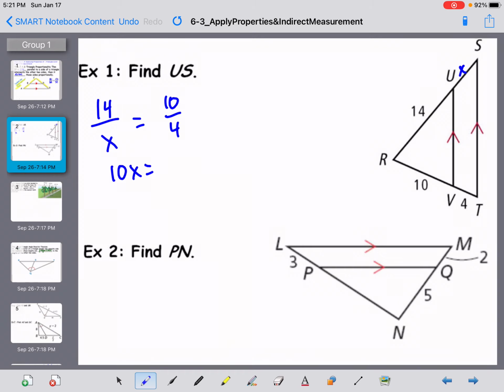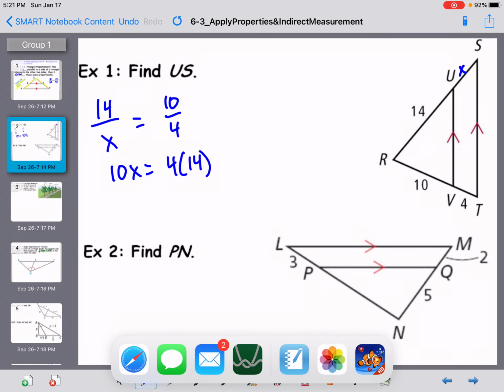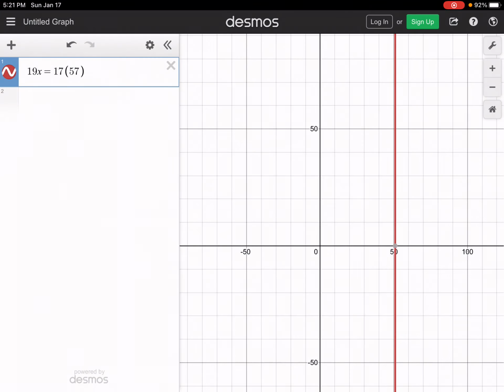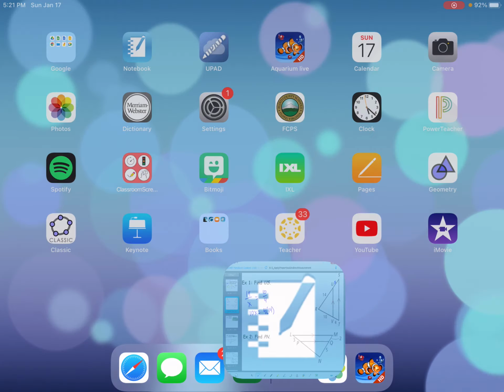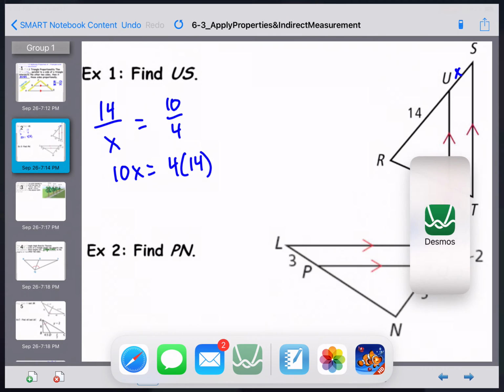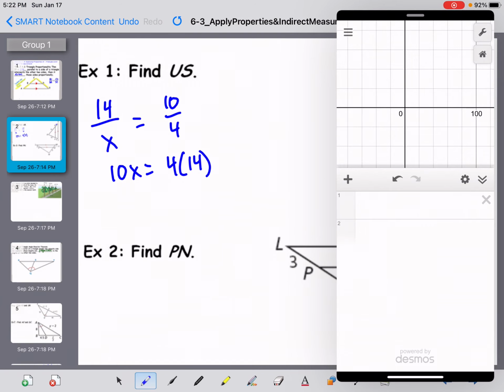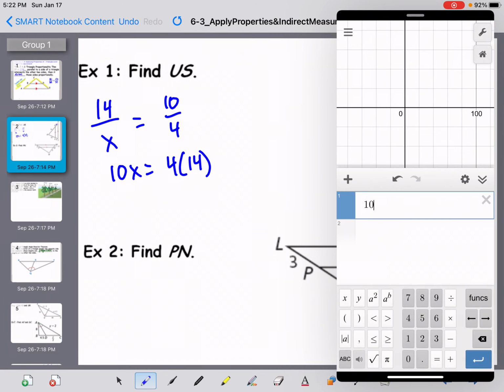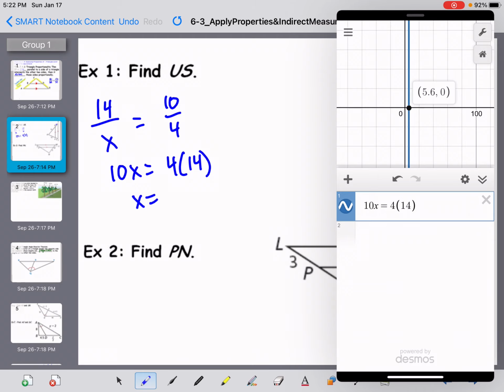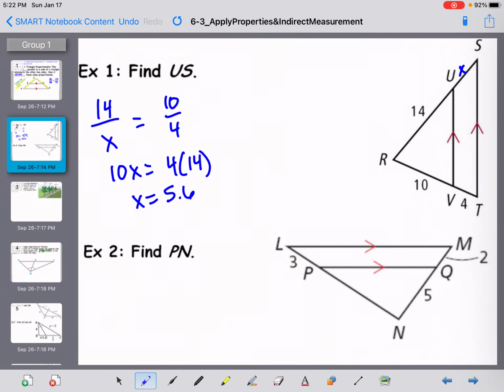I cross multiply, and then I'm going to type that into the calculator. 10x equals 4 times 14. X equals 5.6. So US is the length of 5.6.